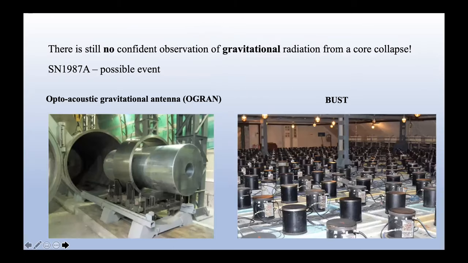We are also interested in gravitational waves from supernova core collapse because they are an important source of information about complicated physical processes which take place during this event. It's worth noting that in the southern part of Russia, we now have detectors which operate in order to detect supernova neutrino gravitational correlations in our galaxy. They are the optoacoustic gravitational antenna and Baksan underground scintillation telescope.